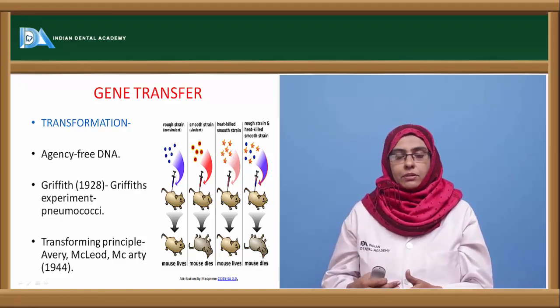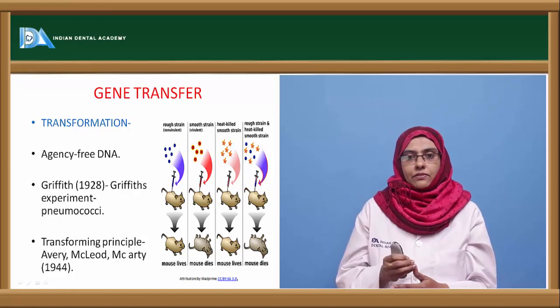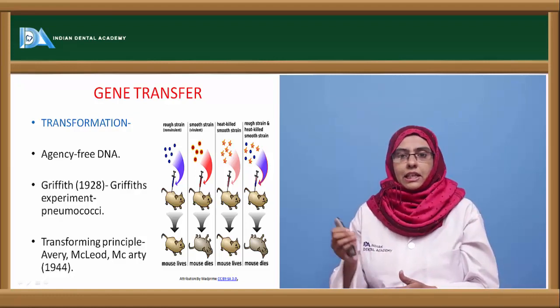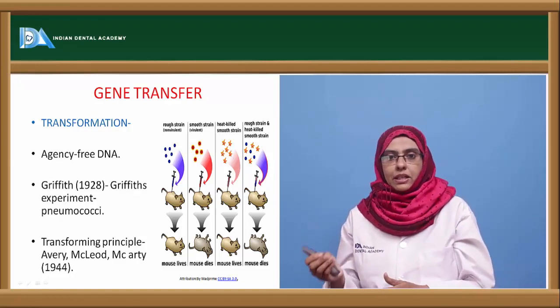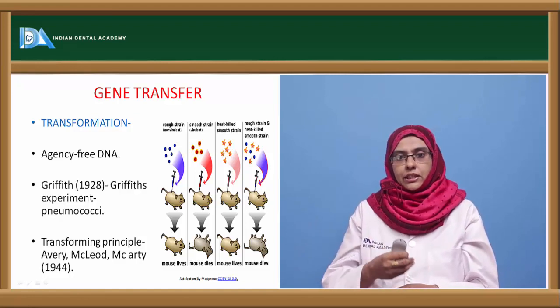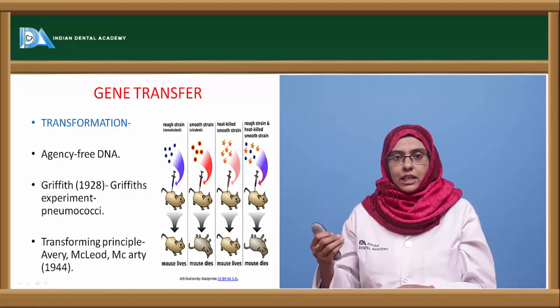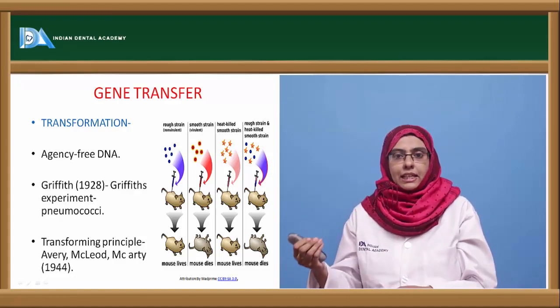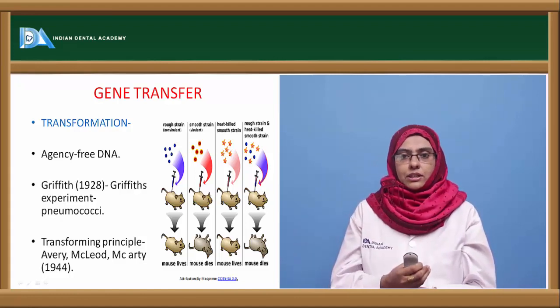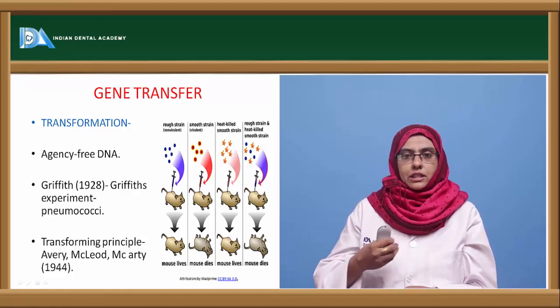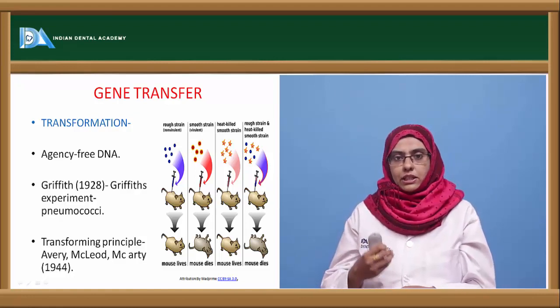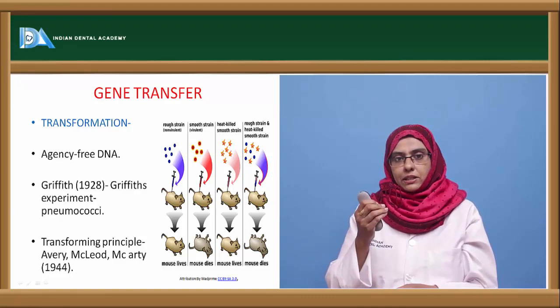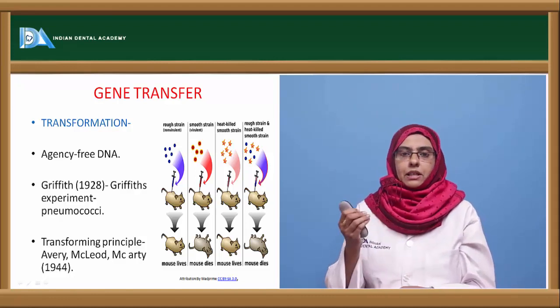So he confirmed that there is a certain characteristic feature present in heat killed 3S strain that has been transferred to the 2R to change it into 3S type. So there is a transforming principle that has been transferred from the heat killed 3S strain to the 2R strain, changing the 2R strain to the 3S strain. So he said that there could be some transforming principle that has been transformed.